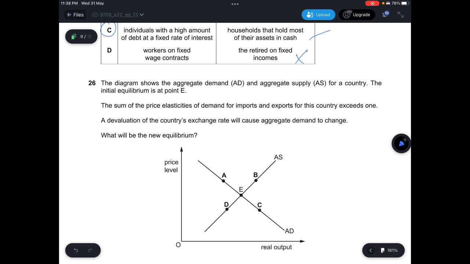So aggregate demand changes. This means that the aggregate demand would shift to the right because devaluation will result in a shift of the AD curve to the right. So the answer should be B. Alright.